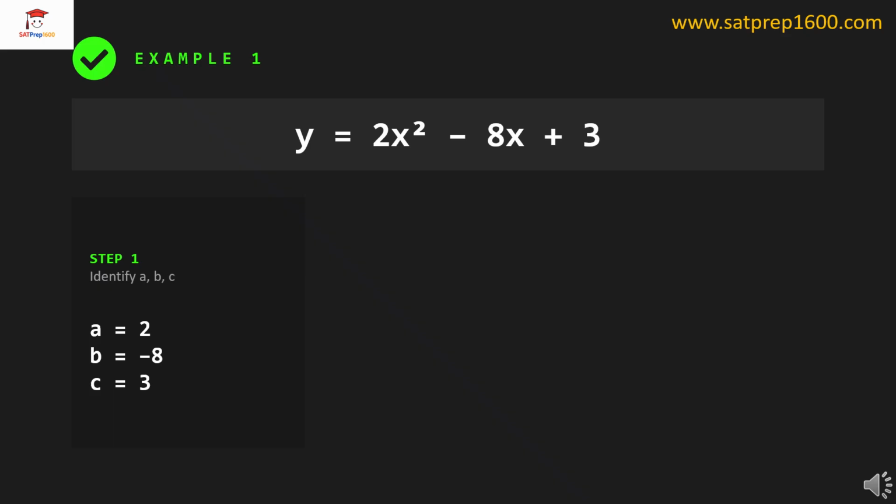Step 2. Plug in. x equals minus (minus 8) divided by 2 times 2, equals 8 divided by 4, which is equal to 2. The double negative becomes positive.